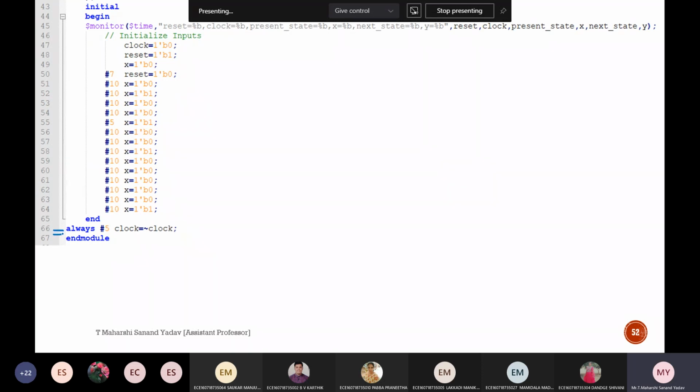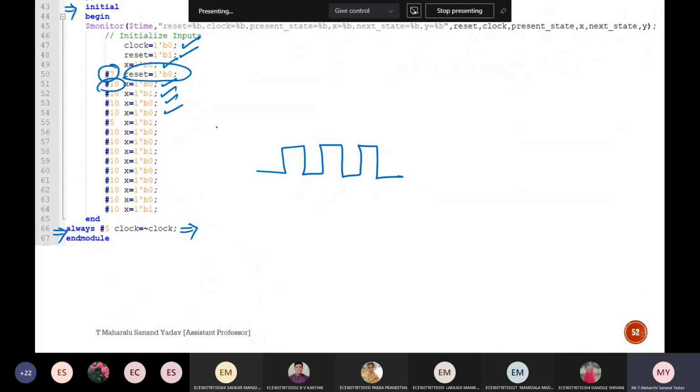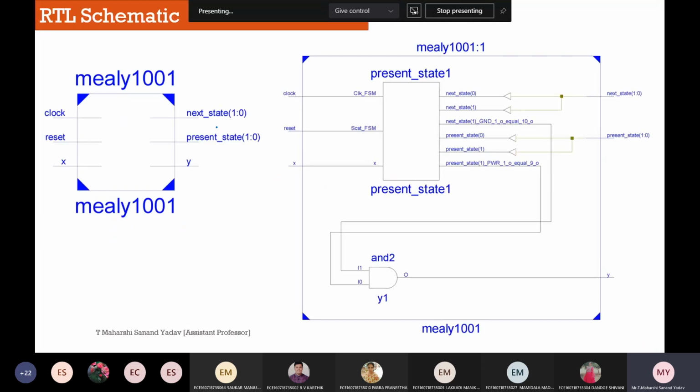I think I've asked one question: why should the always block be written outside the initial block? Till now I have not received any answers from you. This initial block is separate and the always block is separate. Always, for every 5 nanoseconds of delay, the clock will get toggled like this. Initially clock will be 0, reset will be 1, and X will be 0. After 7 nanoseconds, this reset will change. And for every 10 nanoseconds, this will go to 0, 1, 0, 0. So you can apply different sequences and you can check the output.